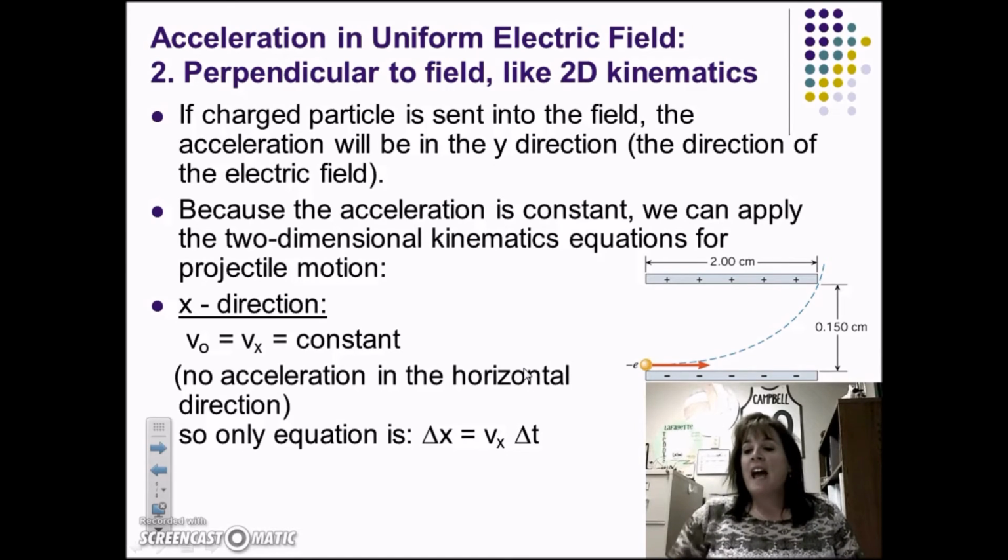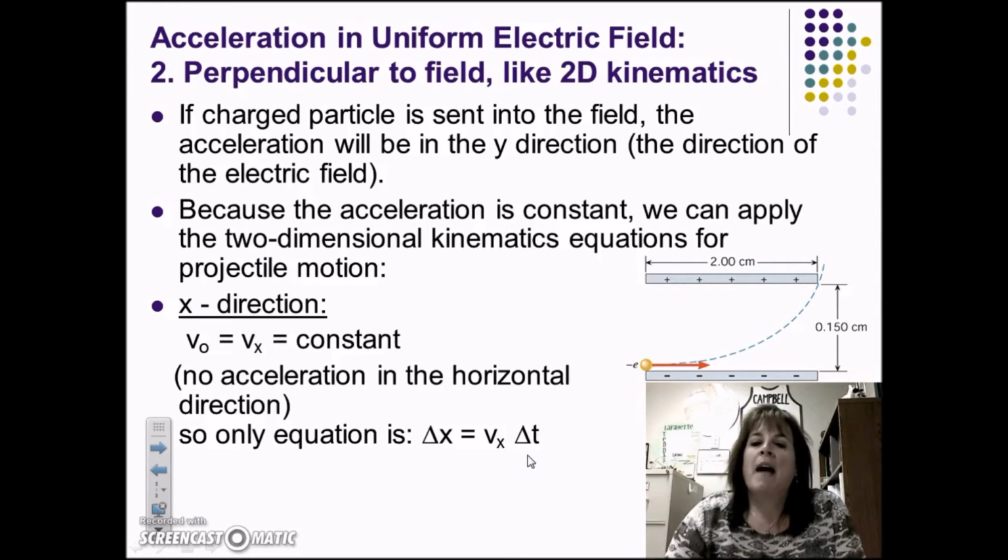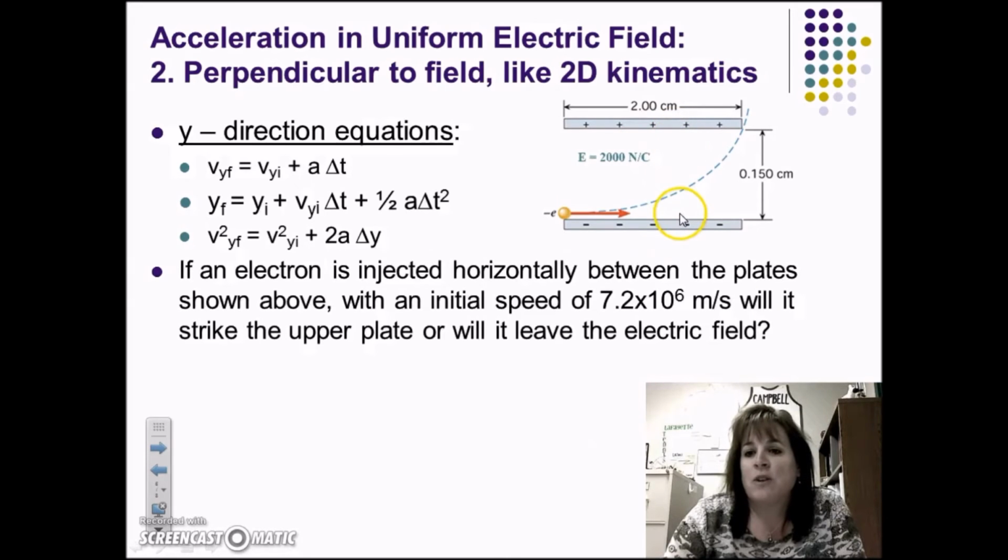So the only equation I have in the horizontal direction is that the change in position is equal to that constant velocity in the x times time. So, we rearrange that, right? That velocity is the change in position over change in time because I have constant velocity. Now, if you remember back to last year when we did projectile motion, a lot of times I'd ask you to find how far it goes, but I wouldn't give you the time. But that's okay because we have the y direction, right? And in the y direction, we do have acceleration and force. So all of my kinematic equations apply.